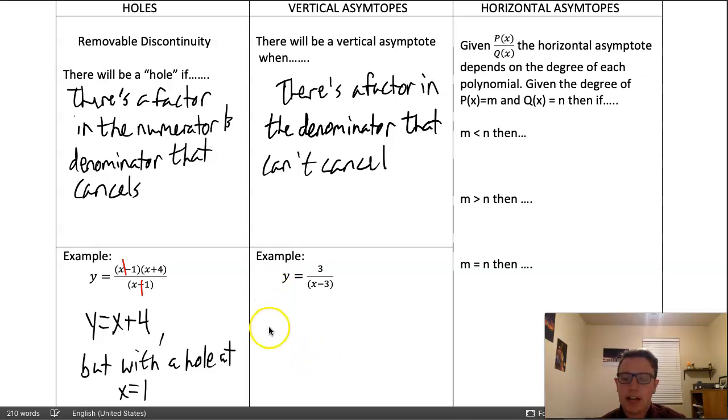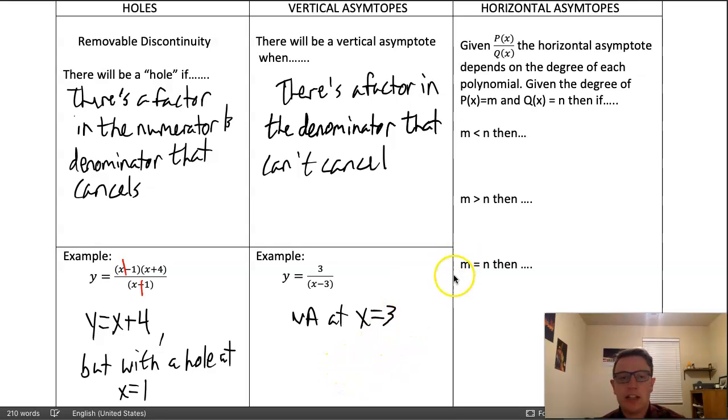Like, for example, if we have this equation here, y is equal to 3 over x minus 3, we have nothing to cancel x minus 3 for. That means that if we put in x is equal to 3, we'd be trying to divide by 0. That can't happen, so we're going to have a vertical asymptote at x is equal to 3.